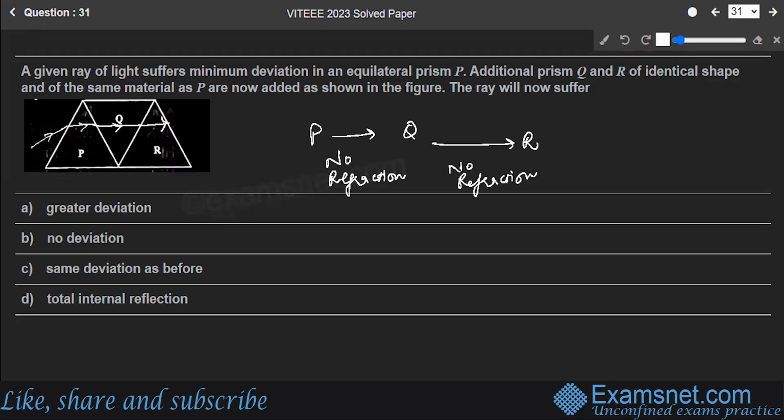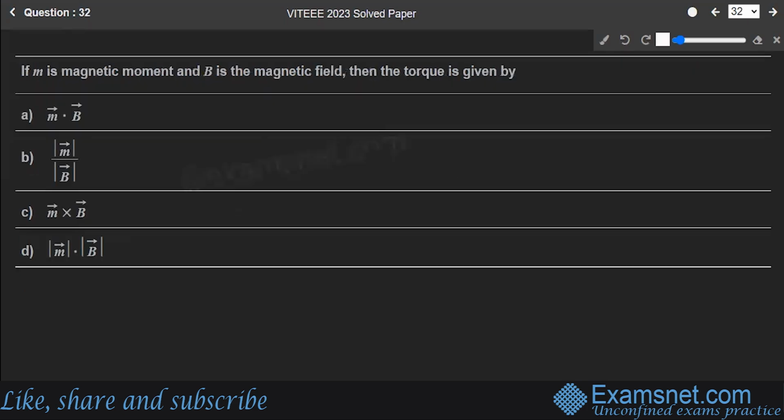They are exactly the same material, same prisms. They are exactly identical. So no refraction from P to Q and from Q to R. Hence the ray will now have the same deviation as before. That is option C. So this is the right answer to the question. Hope you understood this. Next is question number 32.